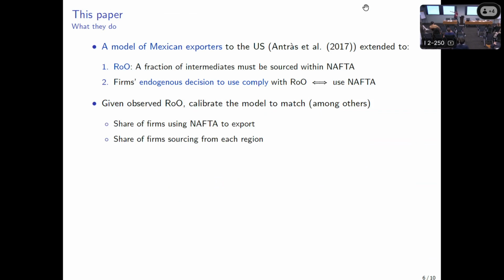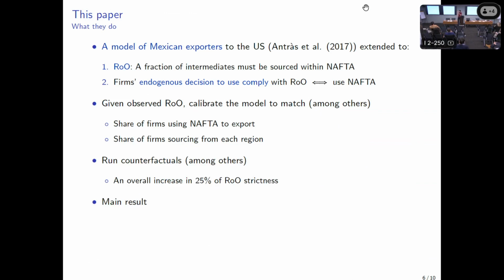One of them is the share of firms using NAFTA to export, something that we saw in the presentation, and the share of firms sourcing from any other third region. So then they run some counterfactuals. One of them is, imagine now there is an overall increase in the strictness of rules of origin across all industries of around 25%. What is going to be the effect on trade within the region?